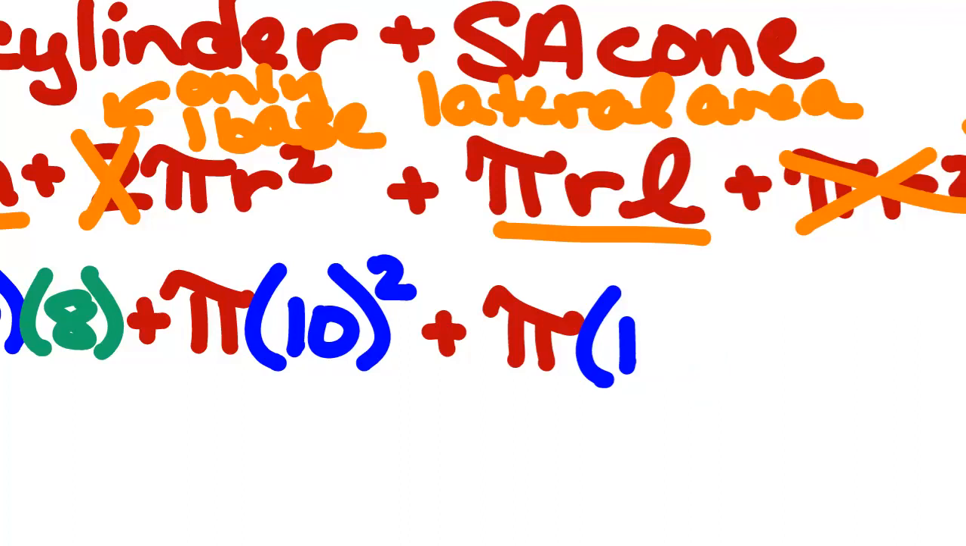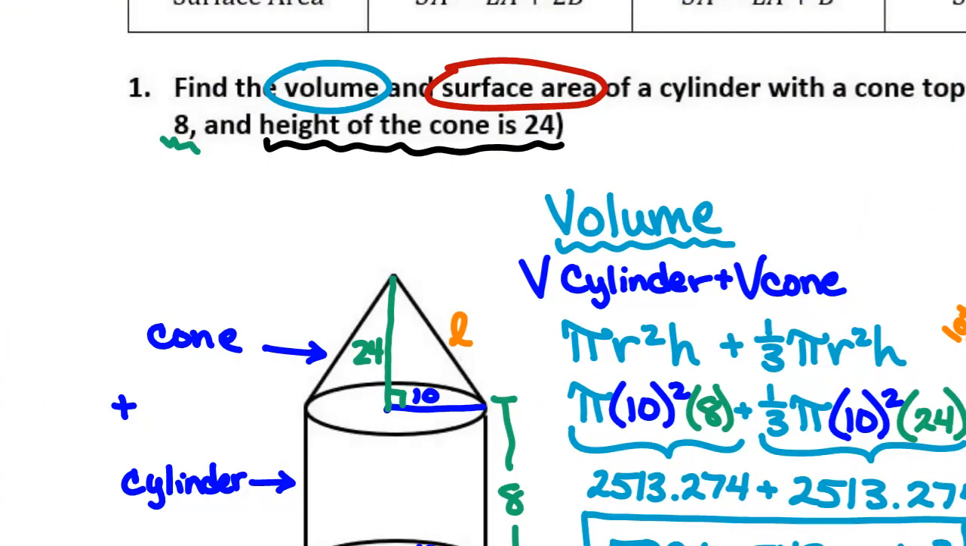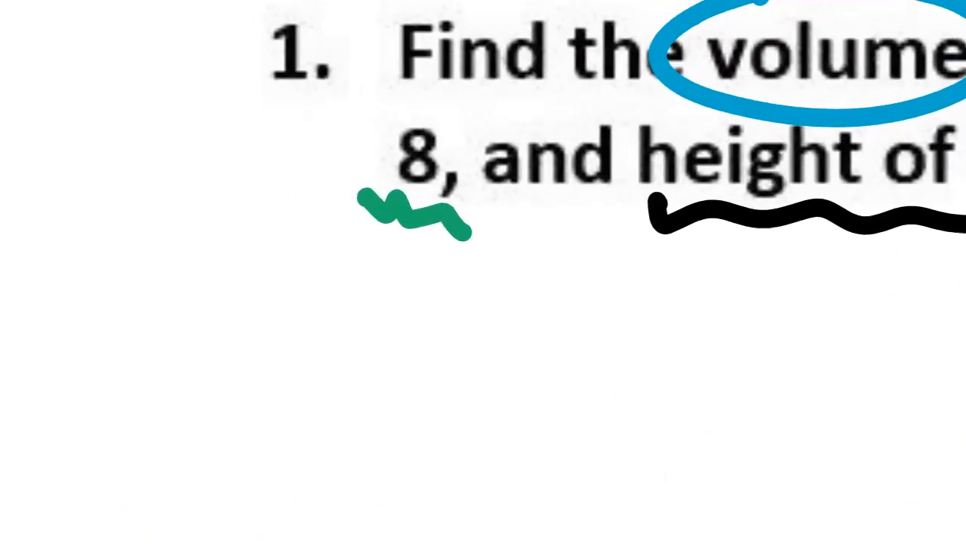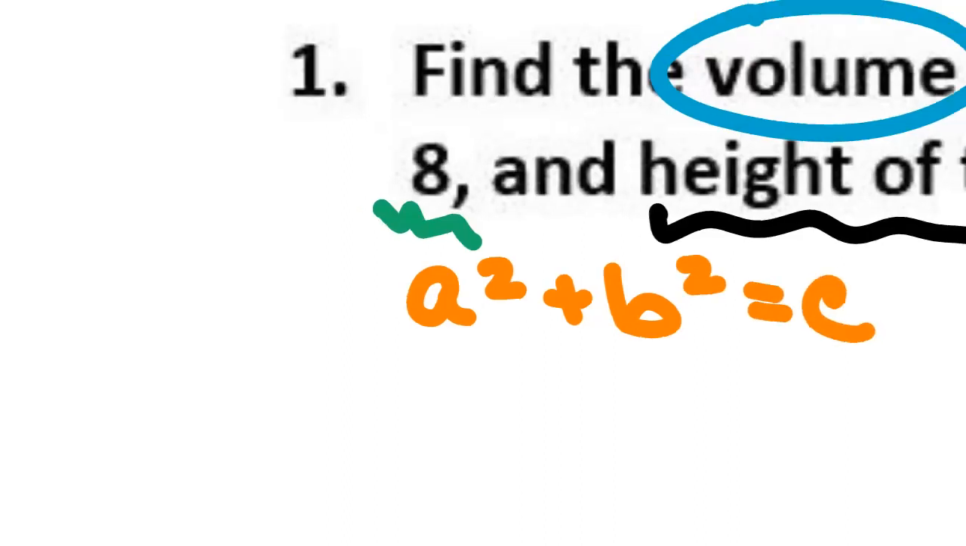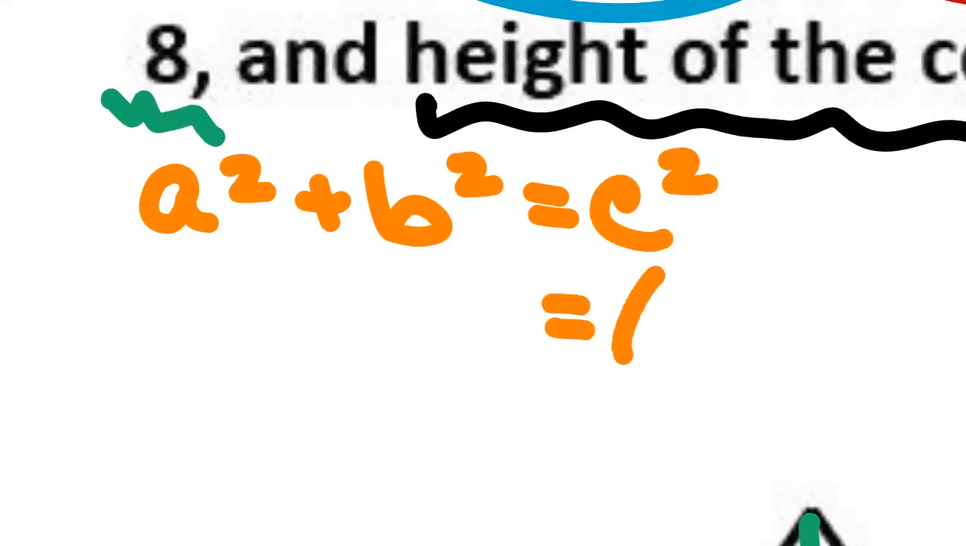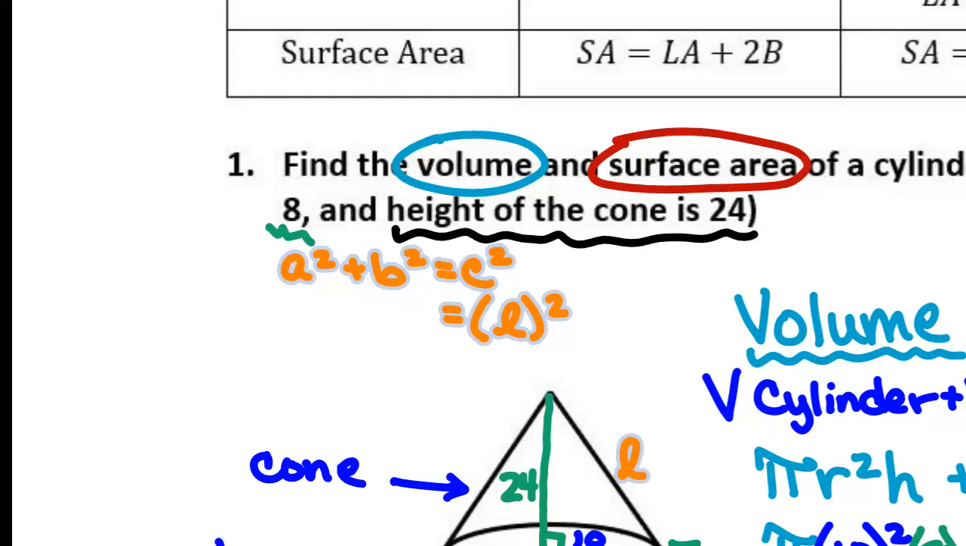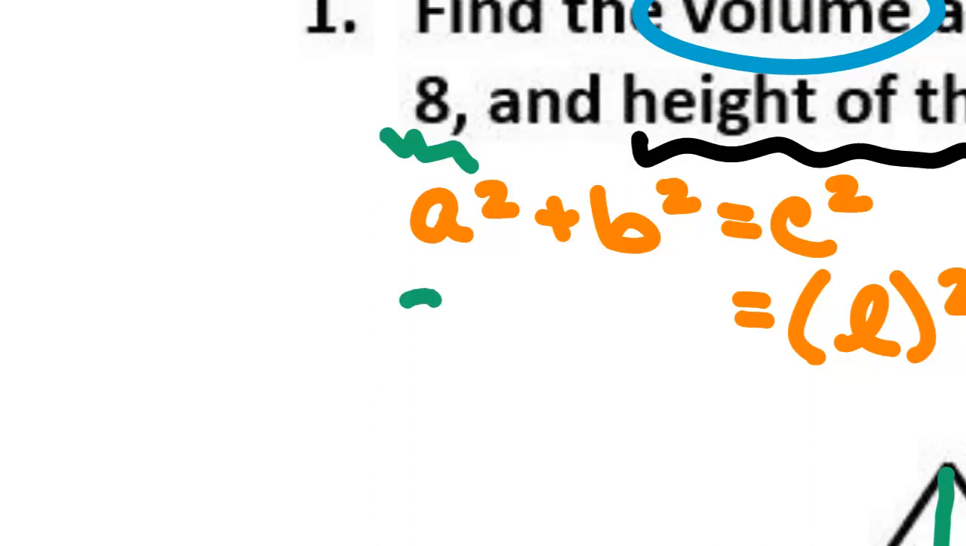No. So we're going to have to go and find the slant height of the cone. How do we find the slant height of the cone? Pythagorean theorem. And I'm only going to use numbers from the cone here. So a squared plus b squared equals c squared. What goes in for c? The slant height. That's the hypotenuse of that right triangle there inside my cone. And so for a and for b, 24 and 10. Doesn't matter which goes where. So I'm going to put 24 in for one of them and 10 in for the other.